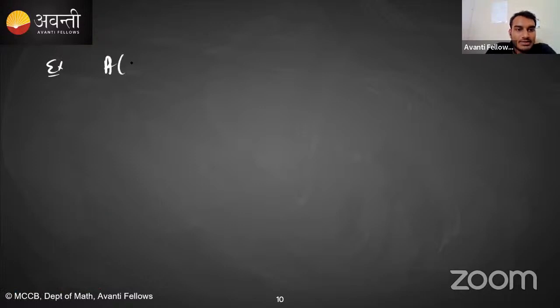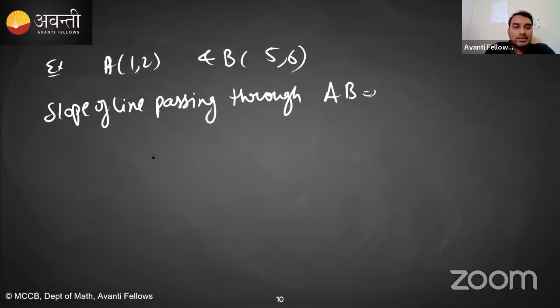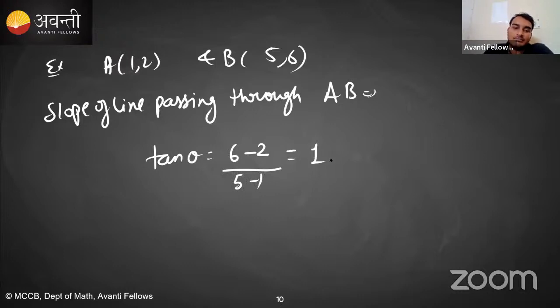A point is (1, 2) and B point is, let's say, (5, 6). Okay, and if I ask you the slope of the line passing through AB, then how will you write it? Tan theta is nothing but y2 minus y1 upon x2 minus x1. Let's assume that I started with this point. So I write y2 minus y1, 6 minus 2. Now I have to write 5 here because I have written 6 first. So 5 minus 1. Clear? So this is nothing but 1.